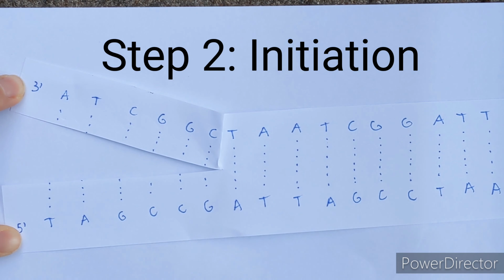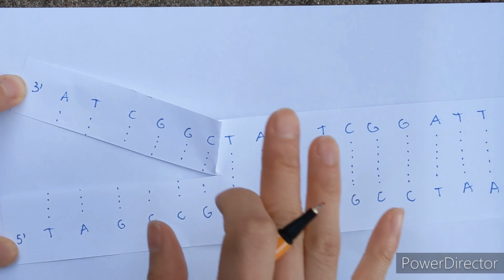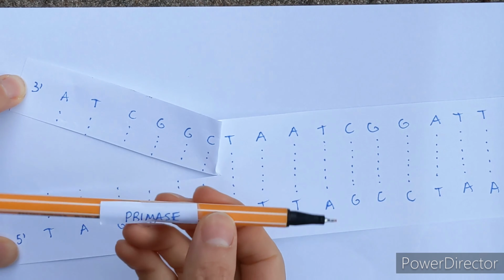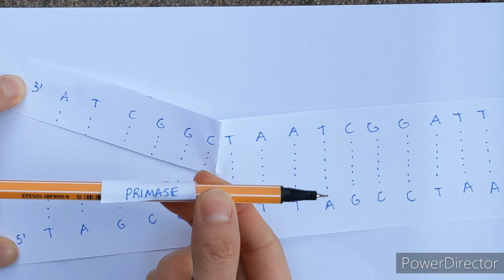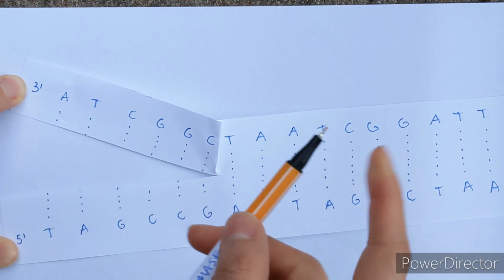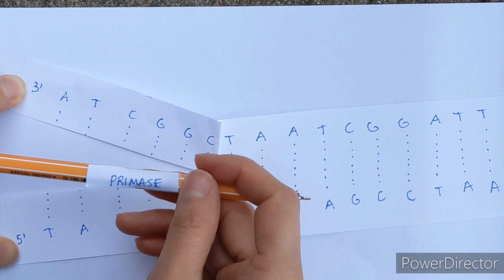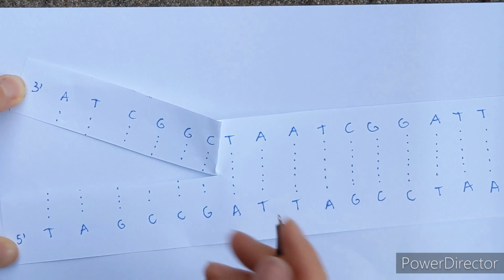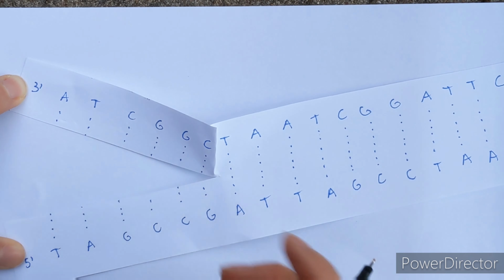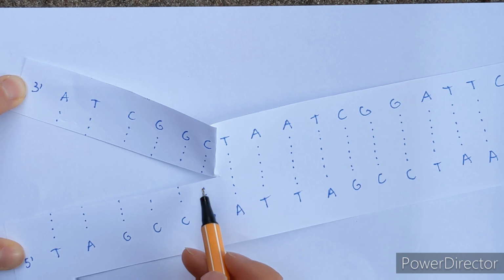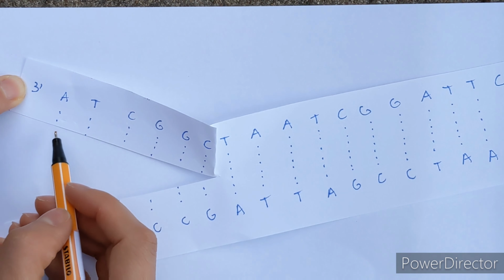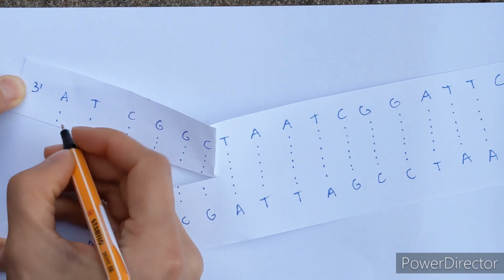Move on to step 2, or initiation. In initiation, what's actually going to happen is that we're going to lay down some starting blocks made out of RNA using an enzyme called primase. And we need these starting blocks so that the next enzyme knows exactly what to do. What primase is going to do is on the 3' ends of the DNA strands, he's going to add in just a little bit of RNA.